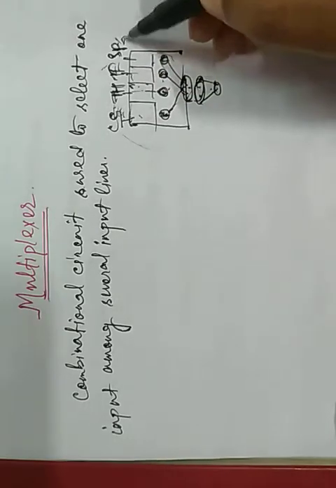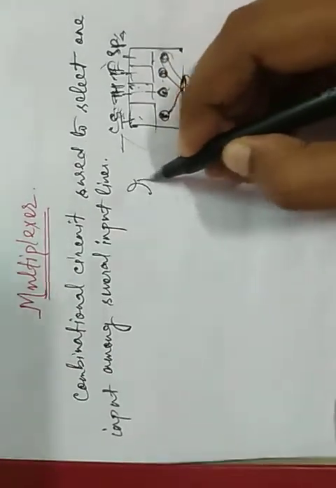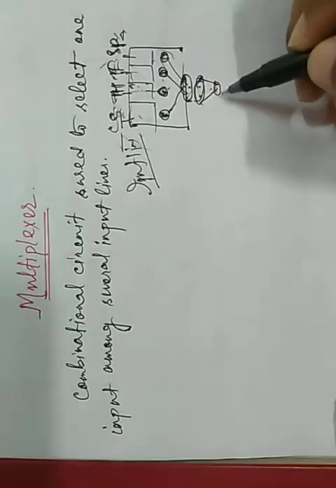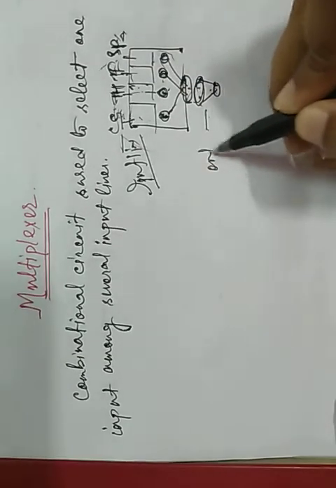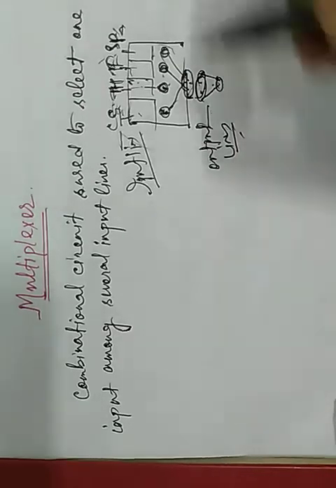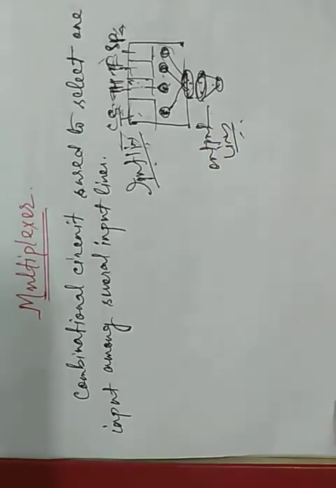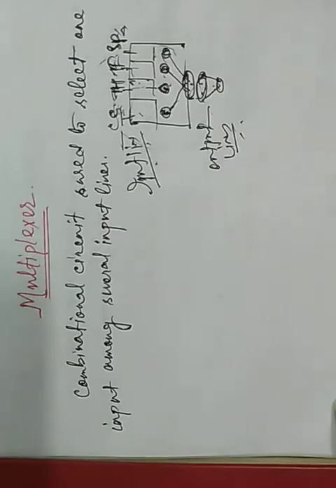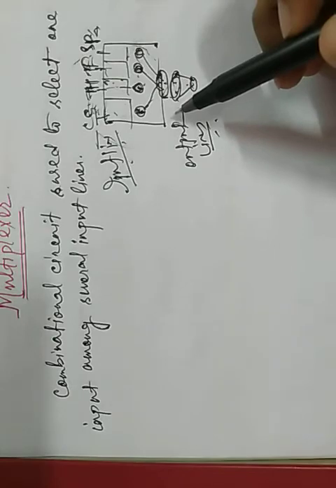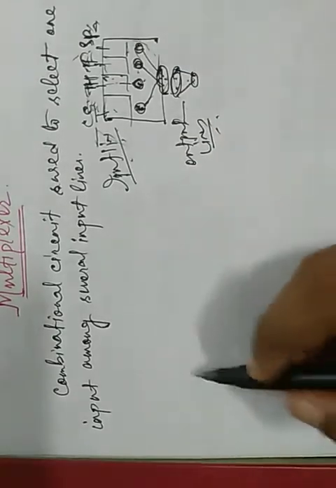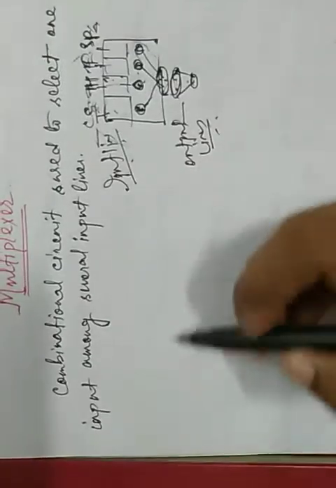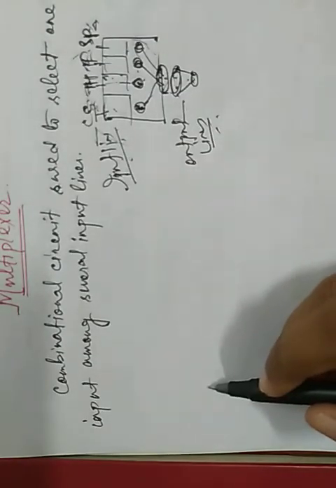So these are all input lines. Here there are 4 input lines, and this is the output line. These are the input lines and this is the output line. So this is the function of a multiplexer. Now let us see: there may be 2 input lines or maybe 4 input lines.